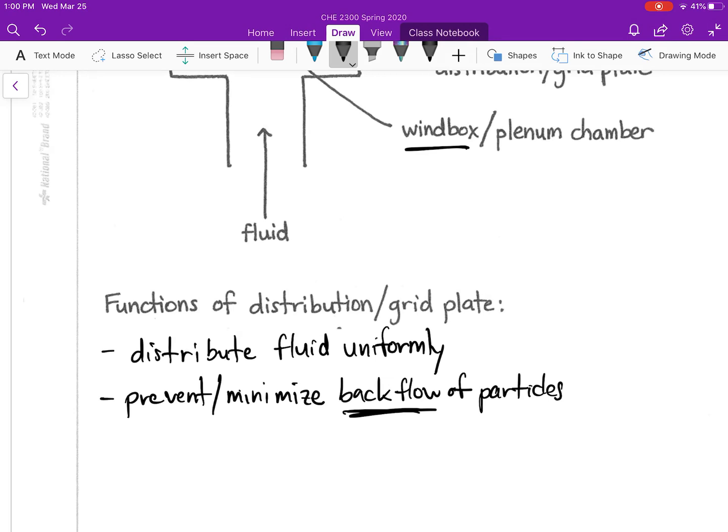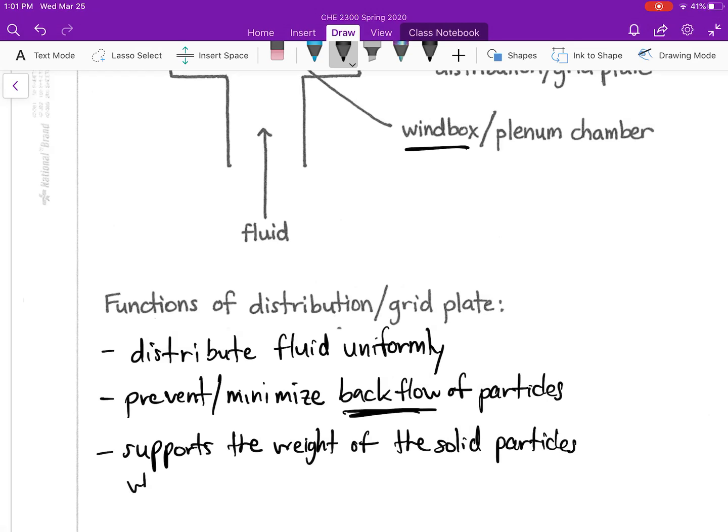What I'm going to call a subfunction of the distribution plate, because it's in the same vein as the function I just wrote, is that the distribution plate supports the weight of the solid particles when flow is stopped.